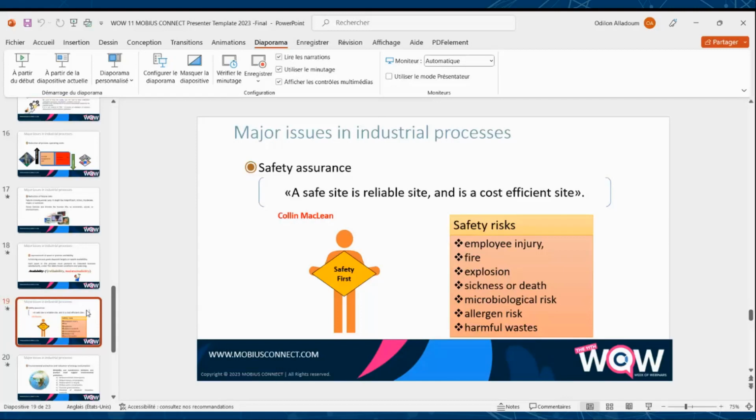There are some consequences that are impossible to be contained in a time span or in one location. For this kind of processes, it is important that some rigorous actions are put in place to reduce failure risk to zero. You see, Colin McLean said that a safe site is a reliable site, and it is a cost-efficient site.